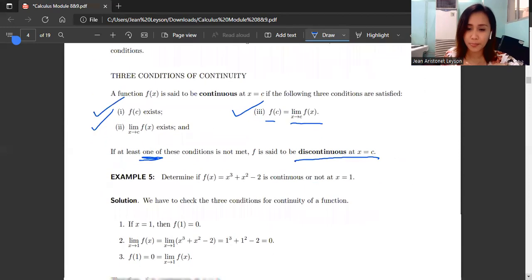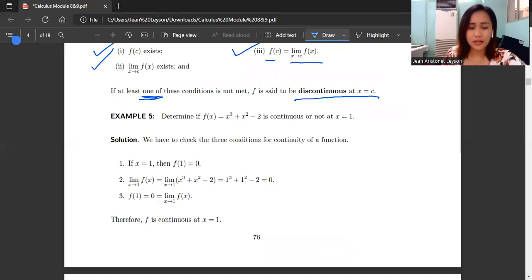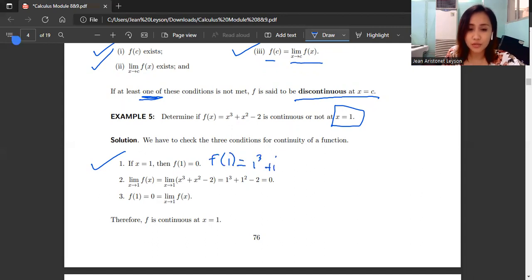Okay, so now we proceed with example number 5. Determine if the function f of x is equal to x cubed plus x squared minus 2 is continuous or not at x is equal to 1. So we have to check the 3 conditions for continuity of a function. First condition, simply evaluate or substitute. If x is equal to 1, then f of 1 is 0. So solving for that, f of 1 is equal to 1 cubed plus 1 squared minus 2.